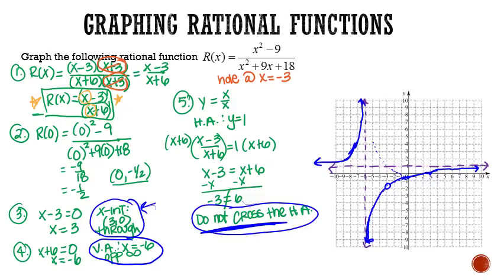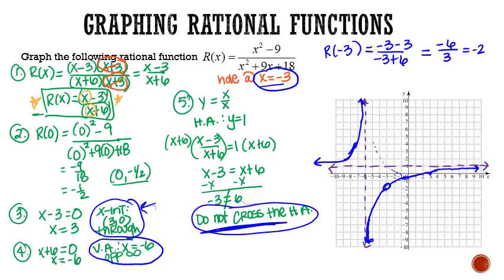Now, if I wanted to be a little more exact, what I could do is find exactly where this hole was going to occur. To do that, you plug that x value into your simplified function. So I get r of -3 equals -3 minus 3 over -3 plus 6, which gives me -6 over 3, which is -2. And that's basically where I put the point, which was good. So again, if you want to be a little more exact about where your hole is, just plug that x value into your simplified function, and that'll tell you where that hole should go.